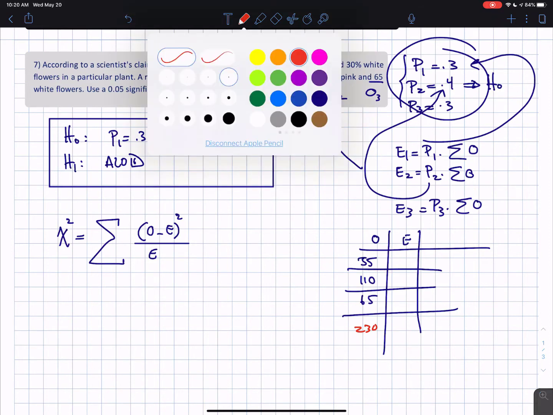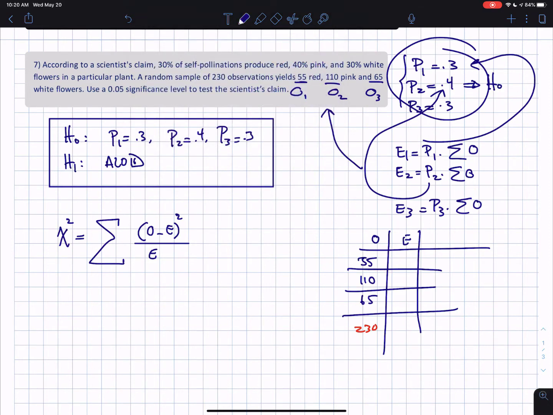What's my first E? My first E is my first P, which is 0.3, times the total O, which is 230. My second E will be 0.4 times 230. And then it'll be 0.3 times 230 again. And hopefully if you add them up, you get 230, because remember, the sum of the O's and the sum of the E's must be equal to each other, so you know you haven't made a mistake.